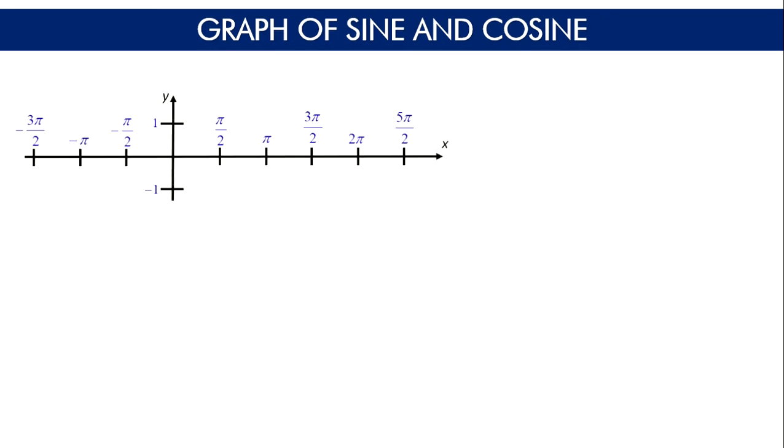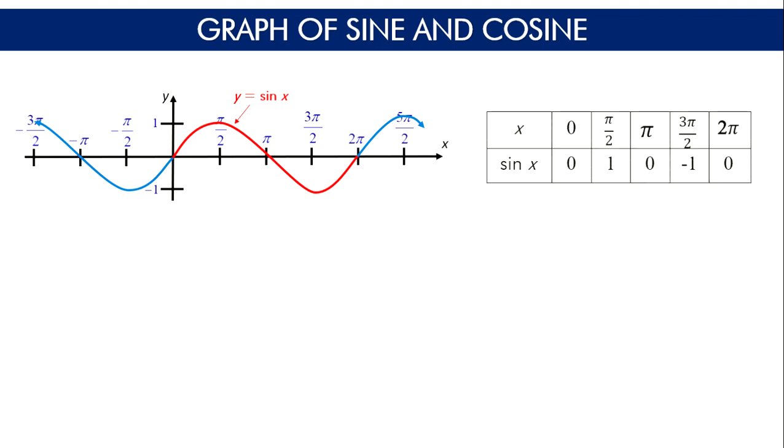For the graph of the parent function of the sine and the cosine, we have in the first figure the graph of y equals sine x. If we evaluate, sine 0 is 0, sine pi over 2 is 1, sine pi is 0, sine 3 pi over 2 is negative 1, and sine 2 pi is 0.